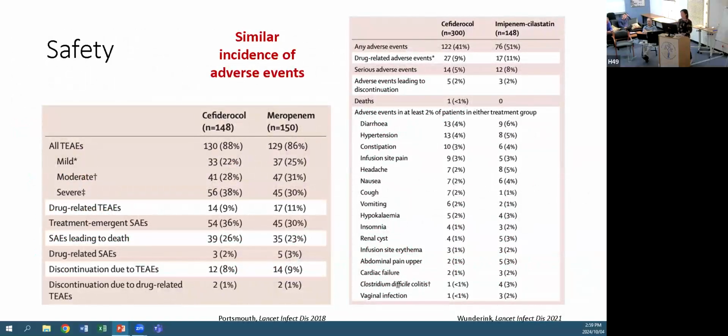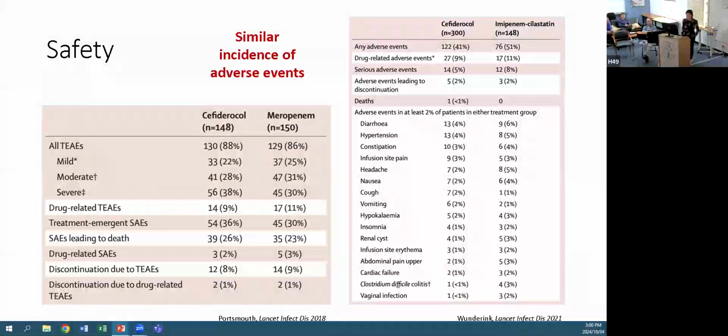These trials also highlighted improved side effect profile of Cefiderocol relative to older generation antibiotics for multi-drug resistant gram-negative bacteria such as colistin, especially regarding nephrotoxicity. Cefiderocol was safe and well tolerated.